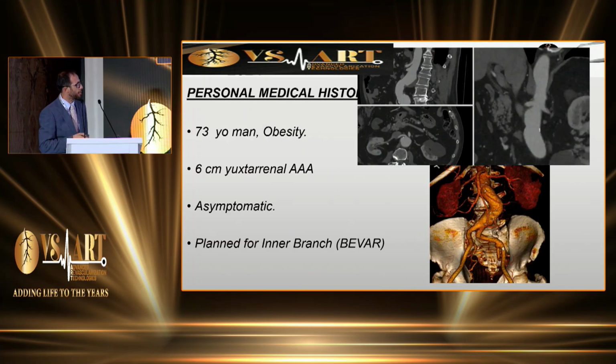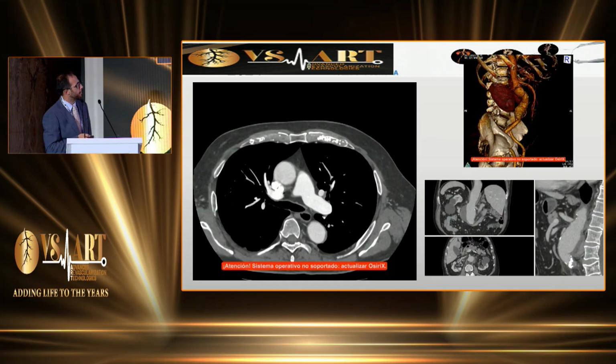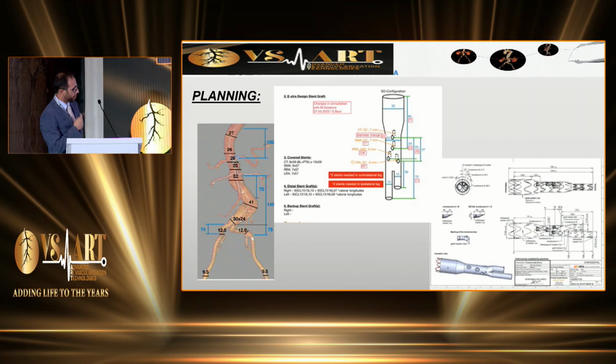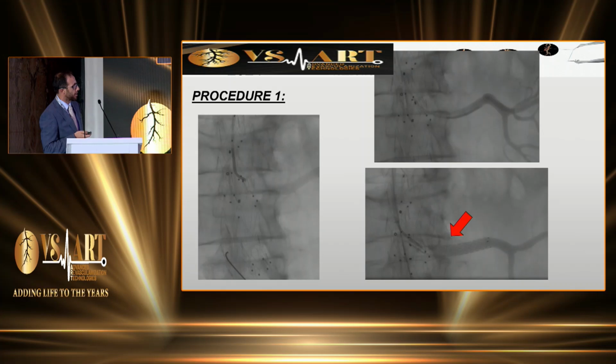It was a 73-year-old man with obesity, a 6 centimeter juxtarenal AAA, asymptomatic, and planned for inner branches EVAR because the size of the aorta was not very big. This is the CT previous to the procedure. It was a scheduled patient with a 4 inner branch device. This was the planning of the procedure, made in detail. Everything was well scheduled, and we started the procedure.